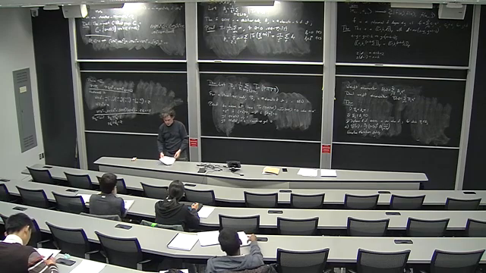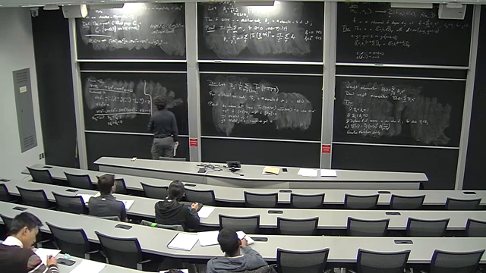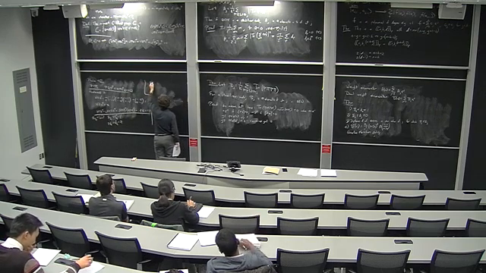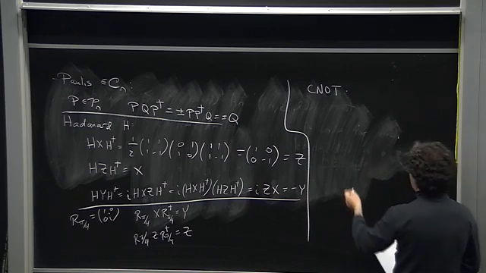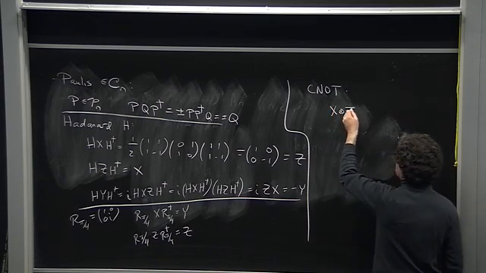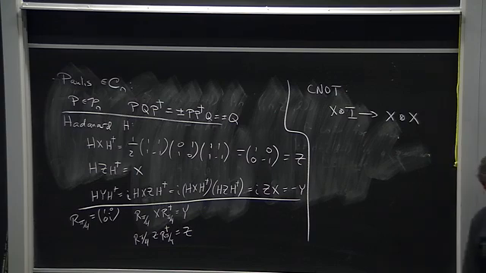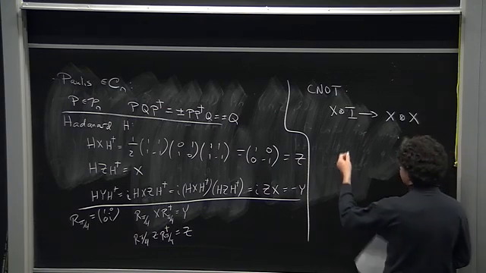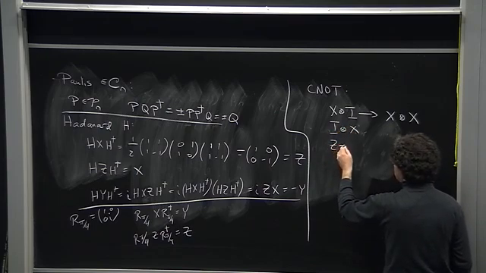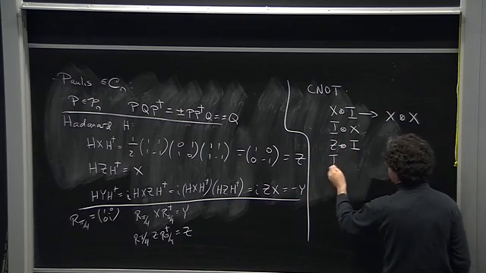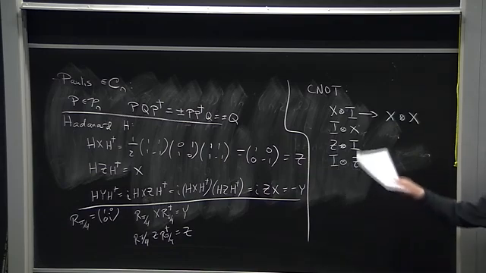Okay. And so then the last example gate is the controlled NOT gate. It's a 2-qubit gate, so we need to look at a generating set of 2-qubit Paulis. So we're going to look at XI, IX, ZI, and IZ. And then any other Pauli up to phases is going to be a product of these things.